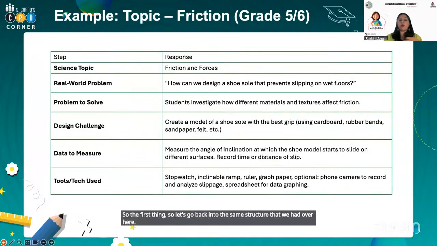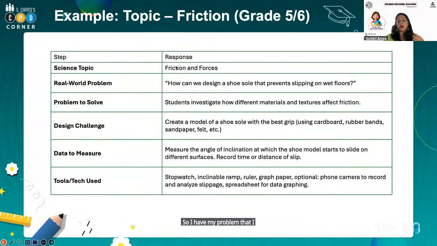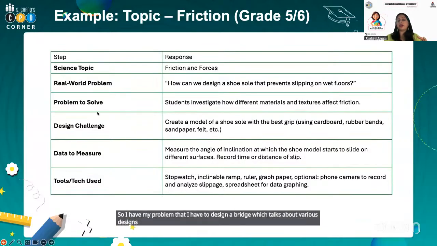So I have my problem, that I have to design a bridge, which talks about various designs. And then we are trying to solve a problem. We are trying to create a bridge which can survive a lot of natural disasters. That's what we try to do. Now, that's where we can start from.